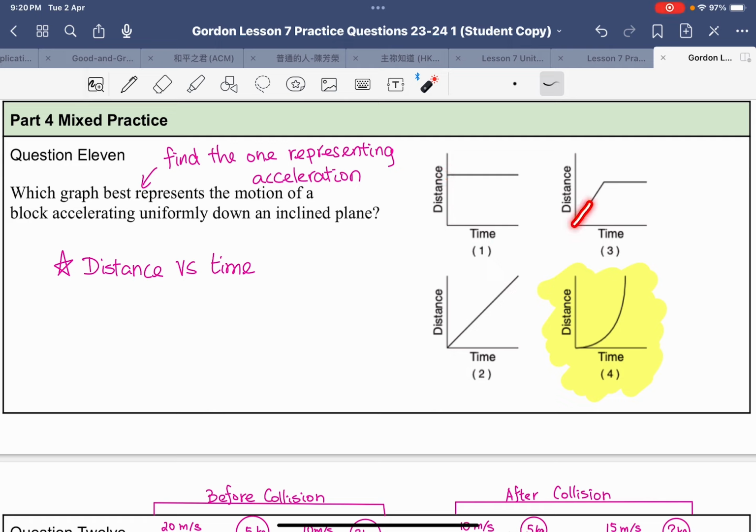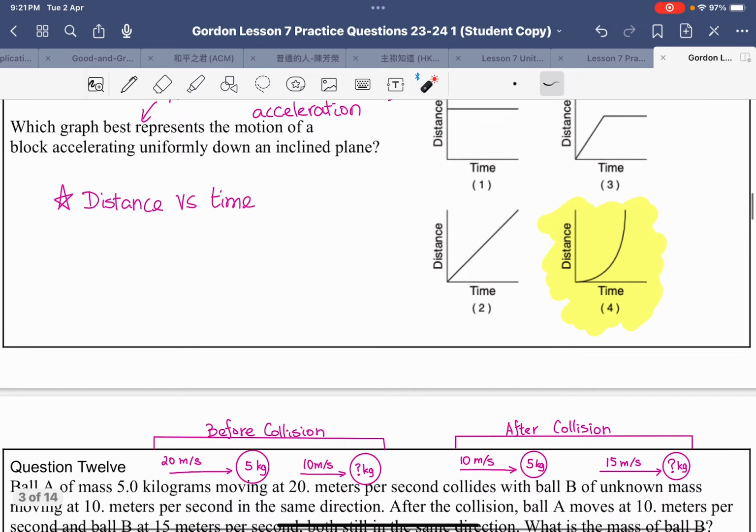This one, the distance increased consistently at the beginning, and then it stopped. And so that means the object has been traveling for a little bit of time, and then it became stationary. This one is a consistent increase in distance. So that means the object has been traveling at a constant speed that hasn't changed. Whereas this one has a slope. So that means it's increasing the velocity as the object is traveling. So remember, this is the distance versus time graph.